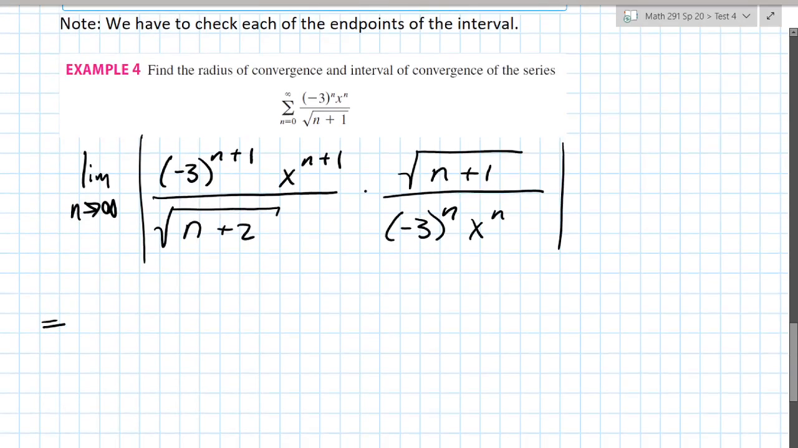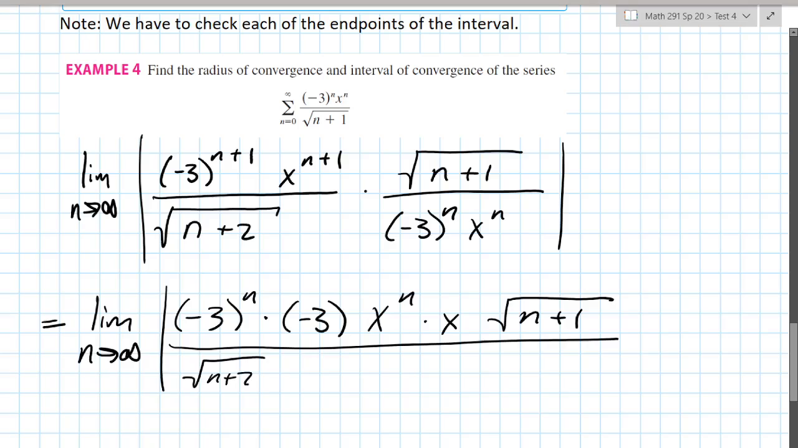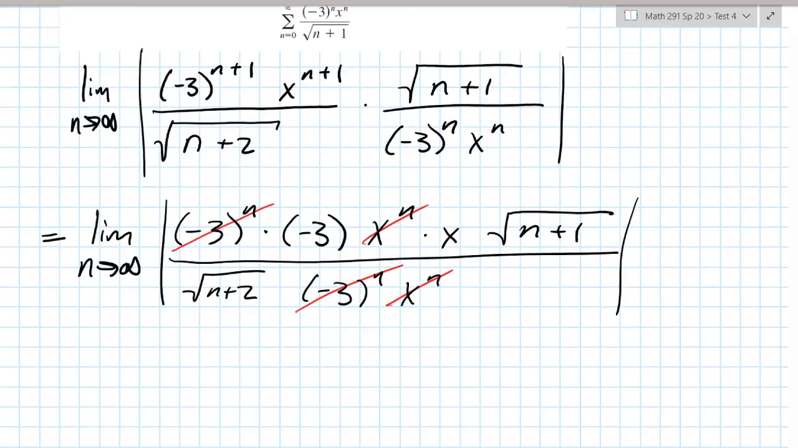Okay, we'll do the thing that we do, try to simplify it, try to rewrite it. We've got the limit, absolute value, -3 to the n times -3 to the first, x to the n times x to the first, the square root of n plus 1 over the square root of n plus 2, over -3 to the n, x to the n. Now, -3 to the n cancel, x to the n's cancel. And we've got our limit.